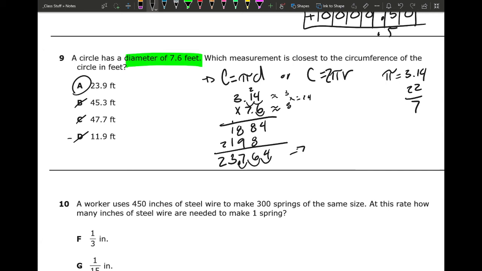See, it's not even the straight up answer, right? Because you will round this to 23.5 or 23.6. So the closest is going to be A regardless. So you could have estimated and be good with it, especially because these answers were so far off.